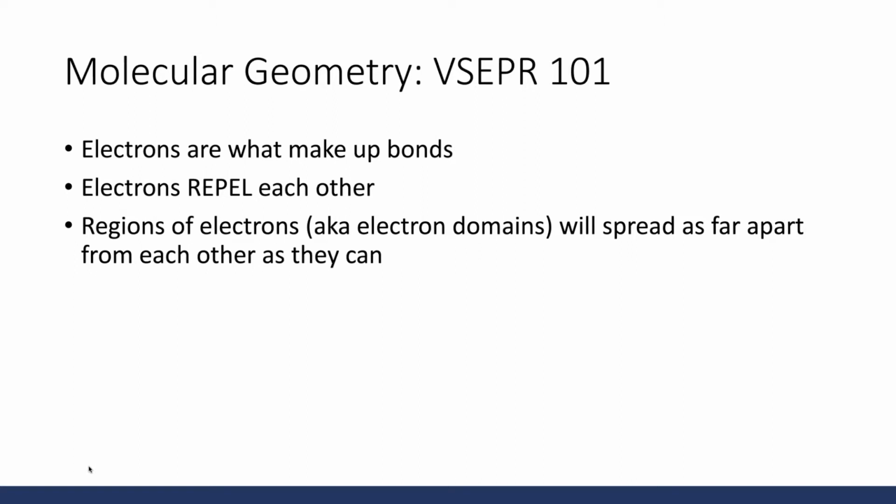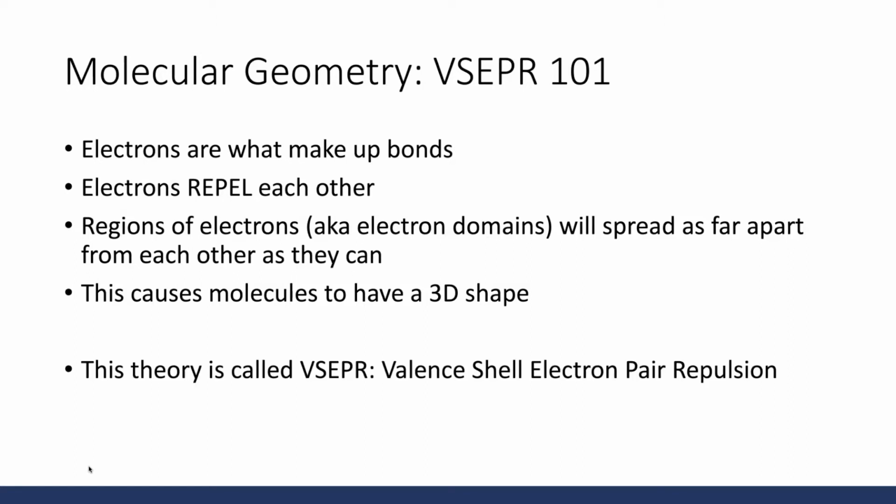They just want to get as much room apart from each other so that their charges have plenty of space. Because they spread out, this causes molecules to have a three-dimensional shape. They don't lie flat the way that we draw them on our paper. They actually take up space in all three dimensions. This theory is called VSEPR, or valence shell electron pair repulsion, and it's the basis for molecular geometry and everything else we're going to talk about.